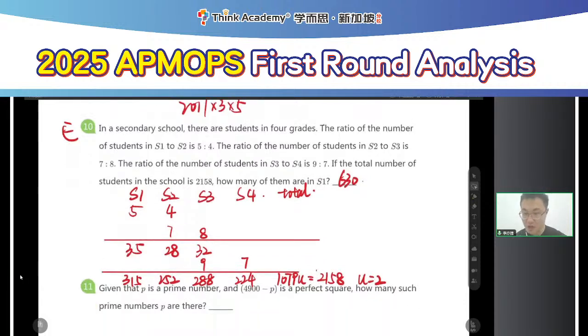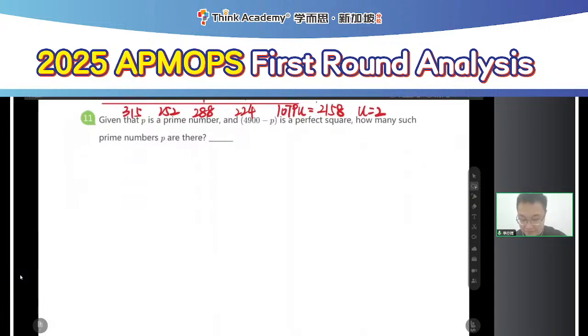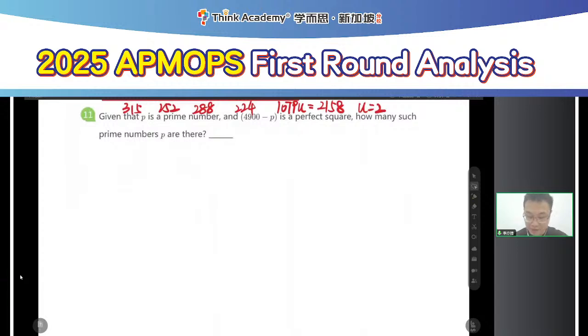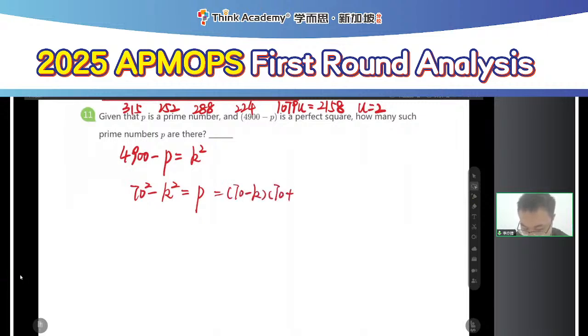Okay, then move on. Question 11. We want to know that 4900 minus p is a perfect square. So 4900 minus p equals k squared. You should notice that 4900 itself is also a square number, 70 squared. So we rewrite it this way: 70 squared minus k squared equals p, which is (70 minus k)(70 plus k).